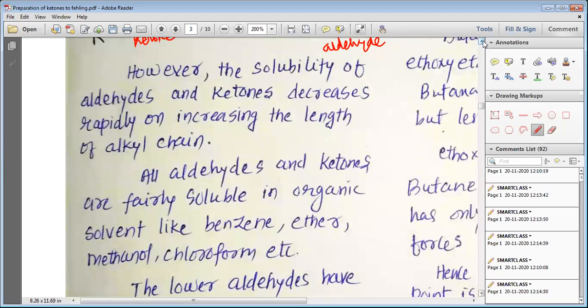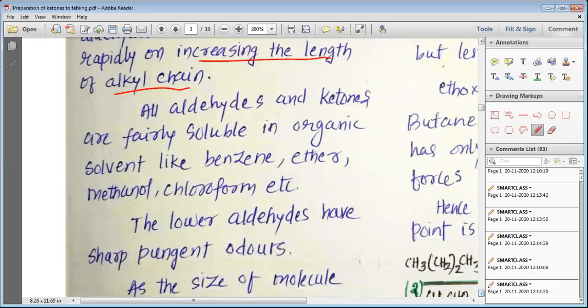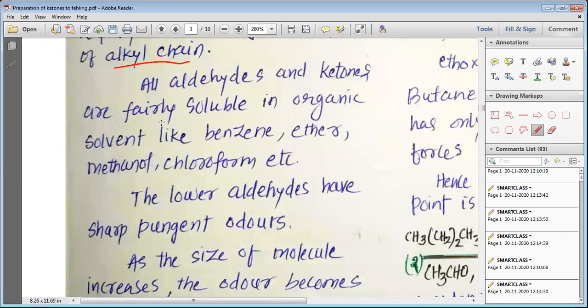However, the solubility of aldehydes and ketones decreases rapidly on increasing the length of the carbon chain. So if the carbon chain length increases, that means the number of carbons increases, then the miscibility or solubility decreases. All aldehydes and ketones are fairly soluble in organic solvents like benzene, ether, methanol and chloroform.